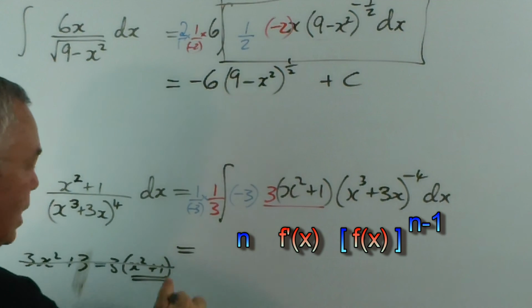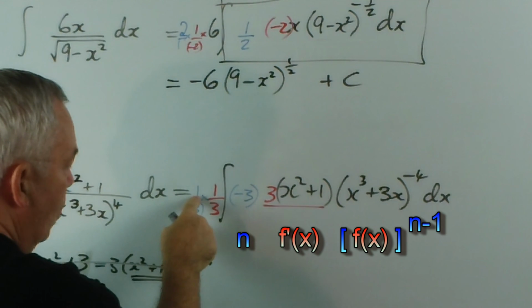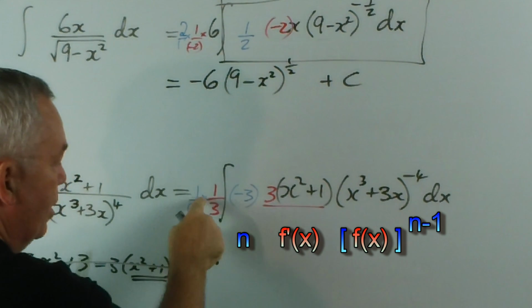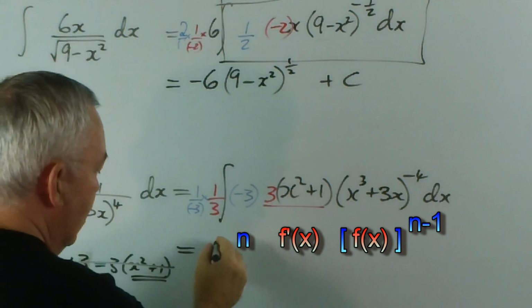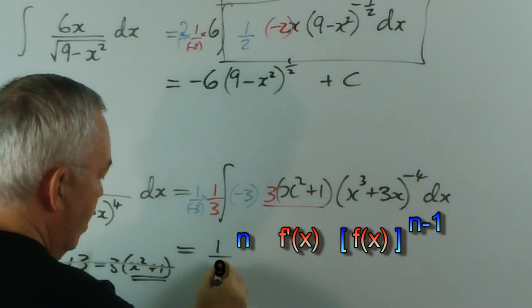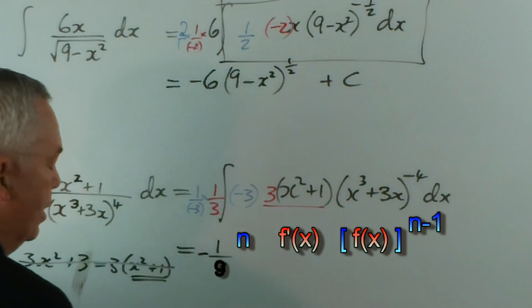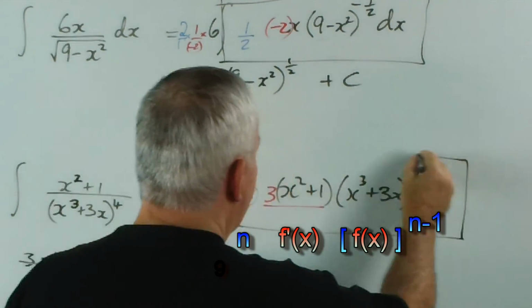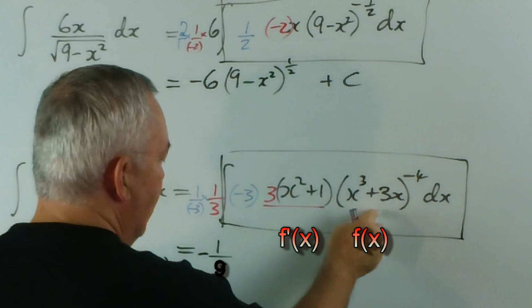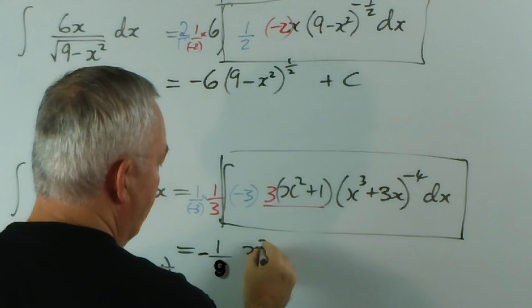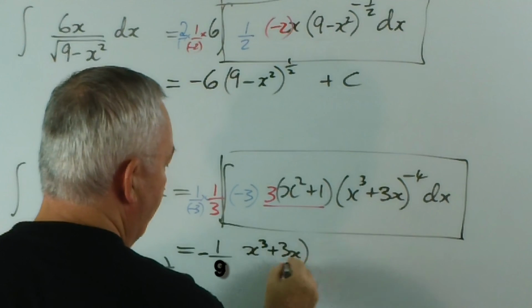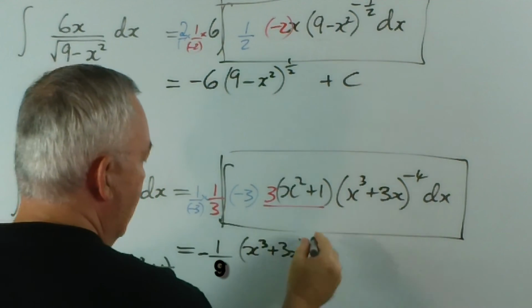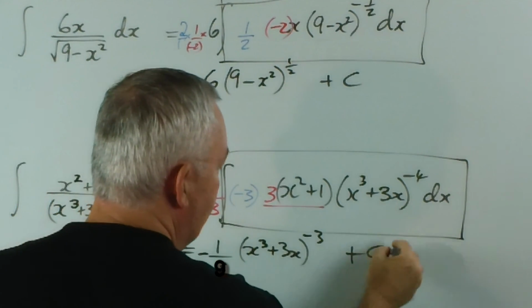Now, isn't it surprising that all of this reduced so quickly to such a nice little result? Here we have 1 over minus 3 times 1 over 3. 1 times 1 is 1, 3 by 3 is 3, and we have a minus sign which we can sit right out the front. And all of this integral is going to be this function to that power plus c.